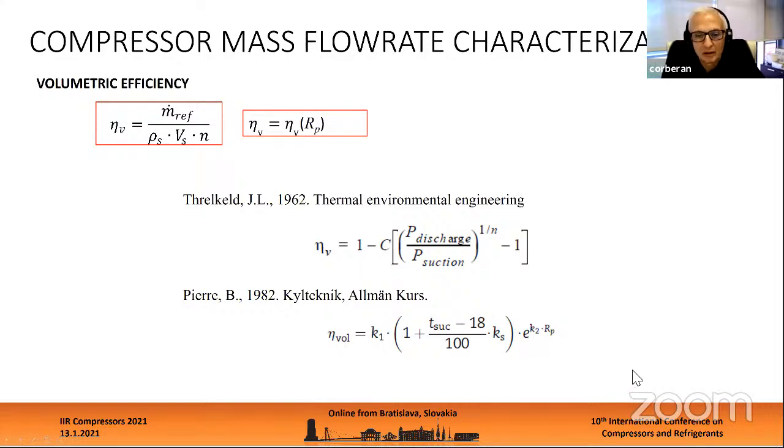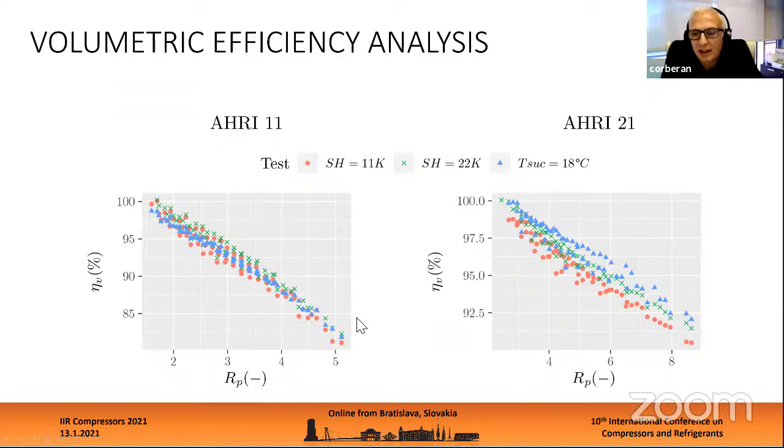But there have also been a lot of other authors, such as the one that I presented here, Bob Pierre, who presented a very accurate formula for the compressors of the time in the 1980s. But the thing is that when we do this with a lot of data, what we realize is that volumetric efficiency is not so easy.